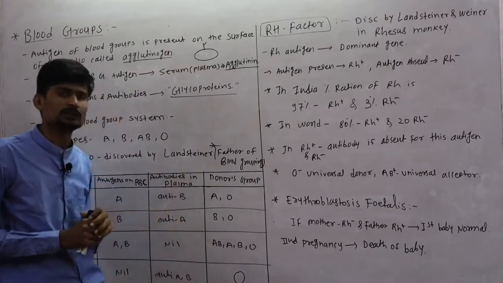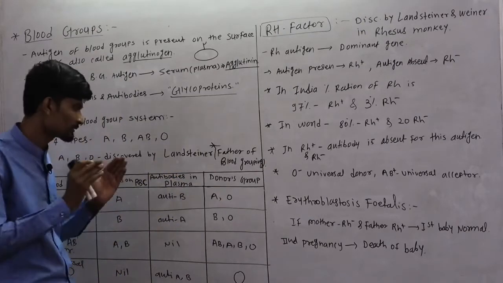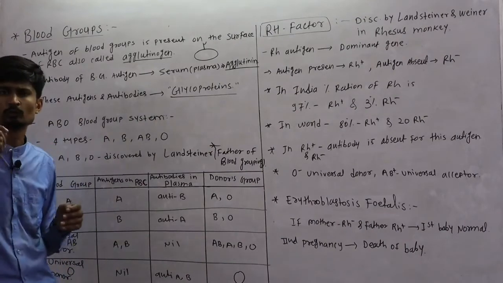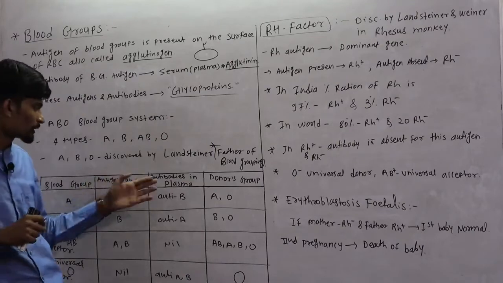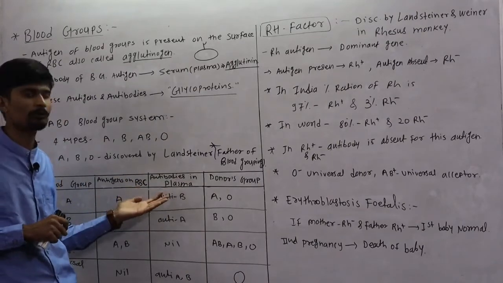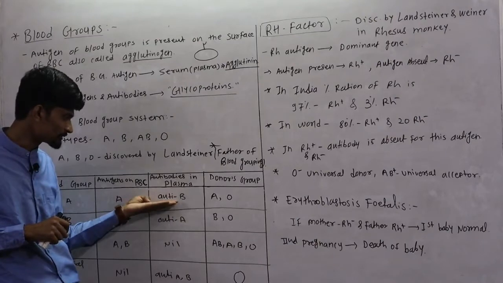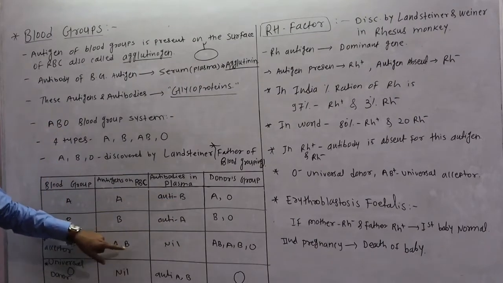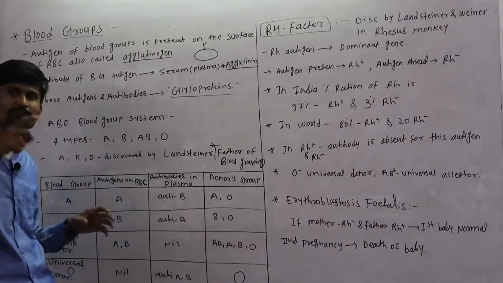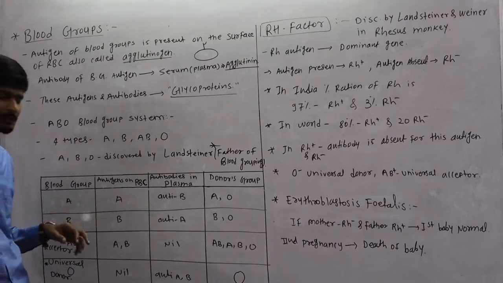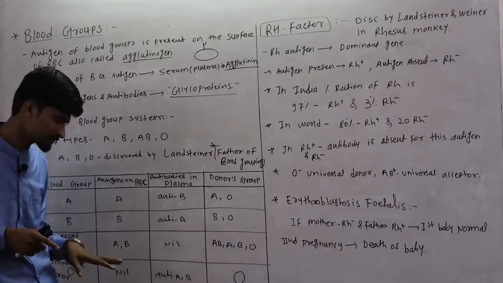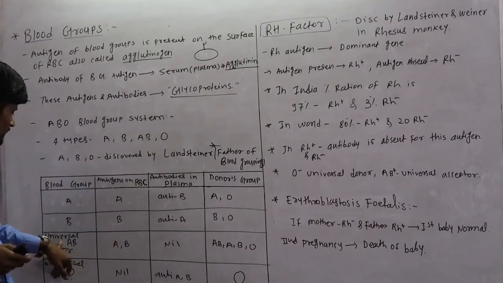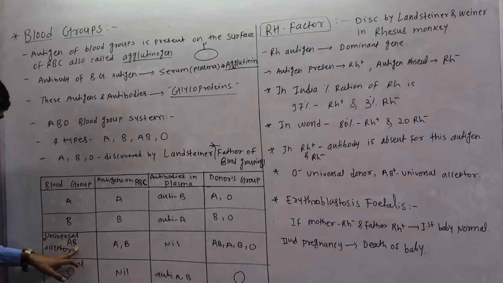Antibodies in the plasma. Now students, there are no antibodies in the plasma of the person having blood group AB. Now why? Because if one of the antibodies is present, suppose antibody B is present, so what will happen? Antigen B is present, so there will be a reaction between antigen B and antibody B. So that's why there are no antibodies present naturally in the plasma of the person having blood group AB.